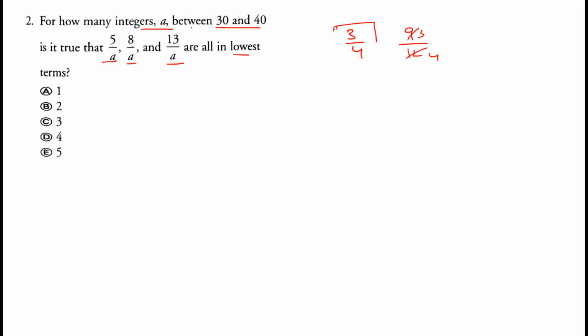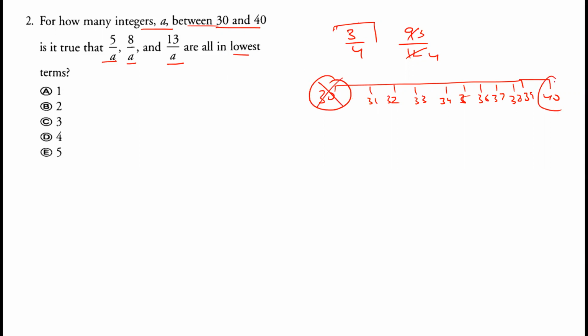Now, we have a number between 30 and 40. So, 30, 31, 32, 33, 34, 35, 36, 37, 38, and 39, and 40. Since it is between 30 and 40, we will not be including 30 and 40 because it is not inclusive. Now, we have 5 by A, 8 by A, and 13 by A.